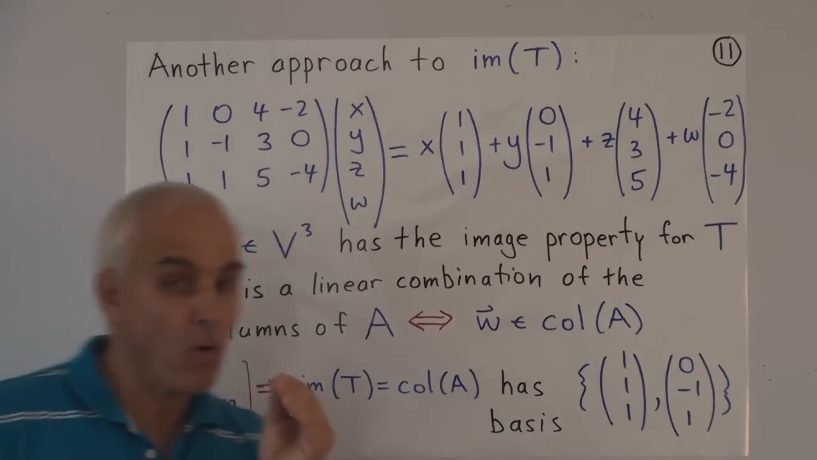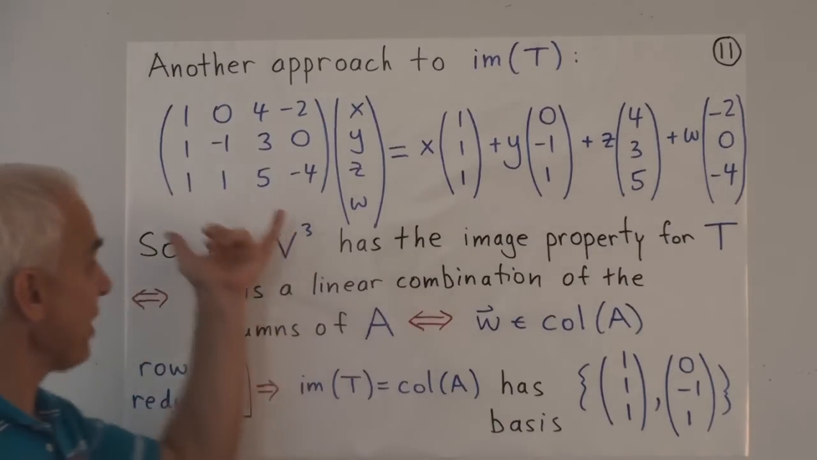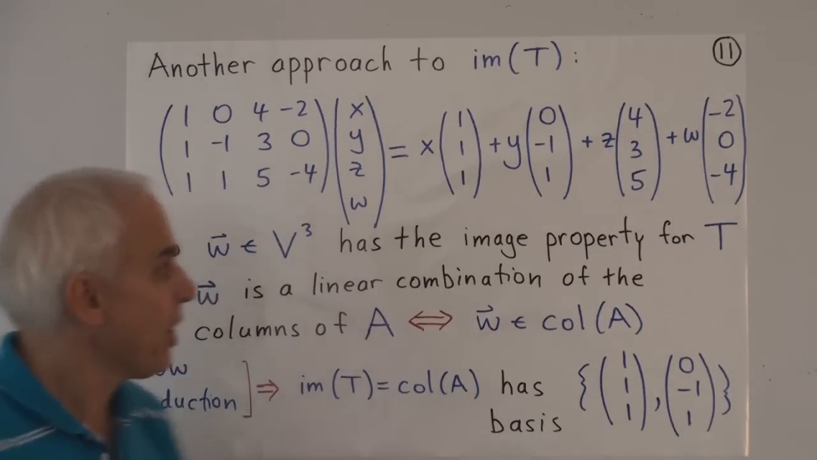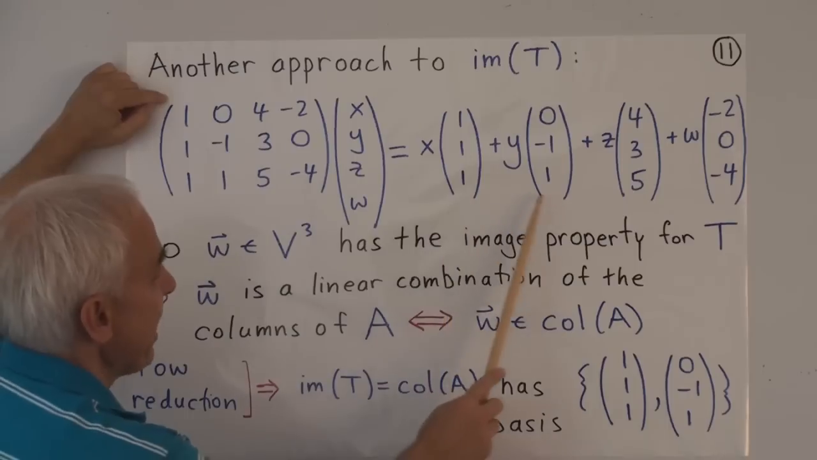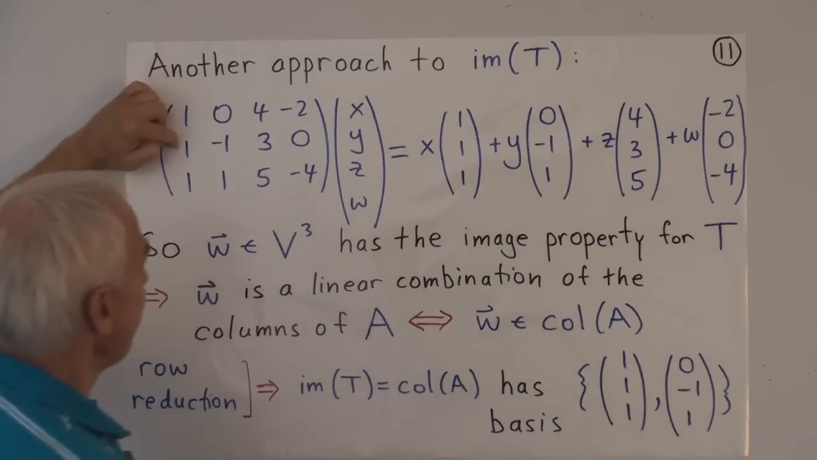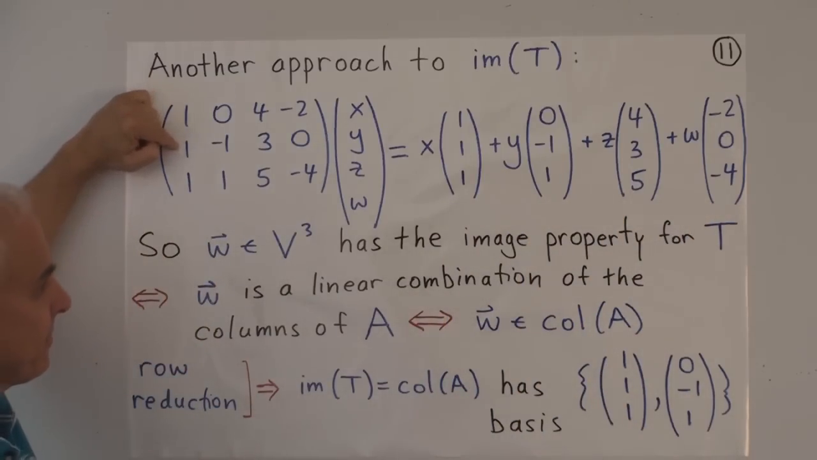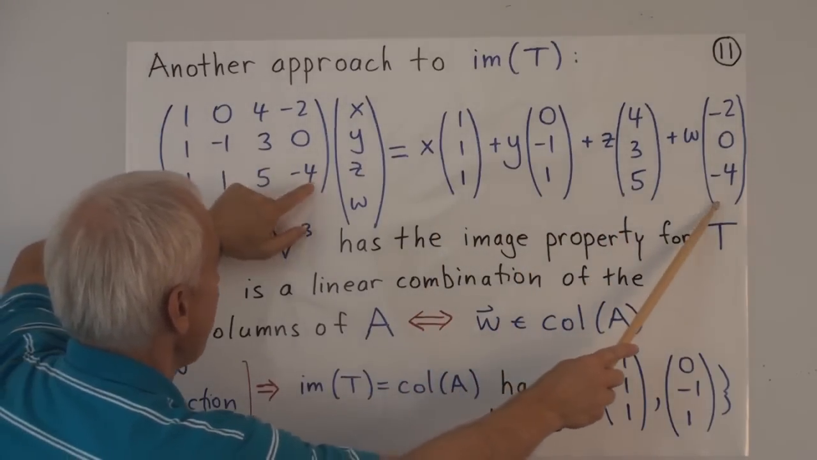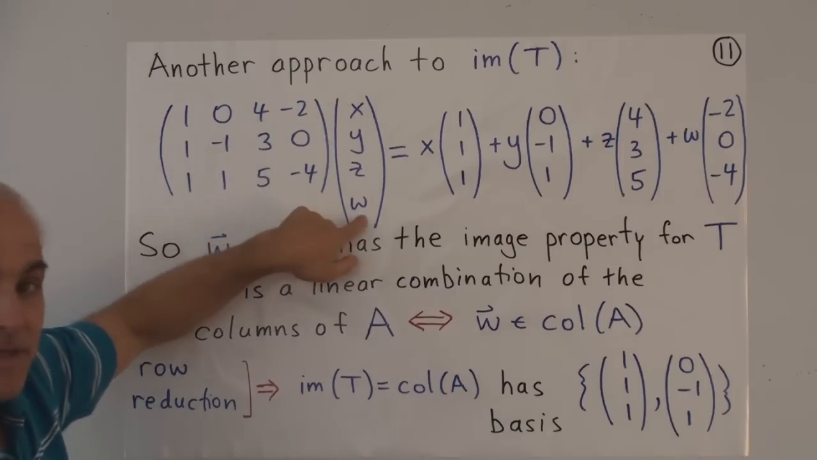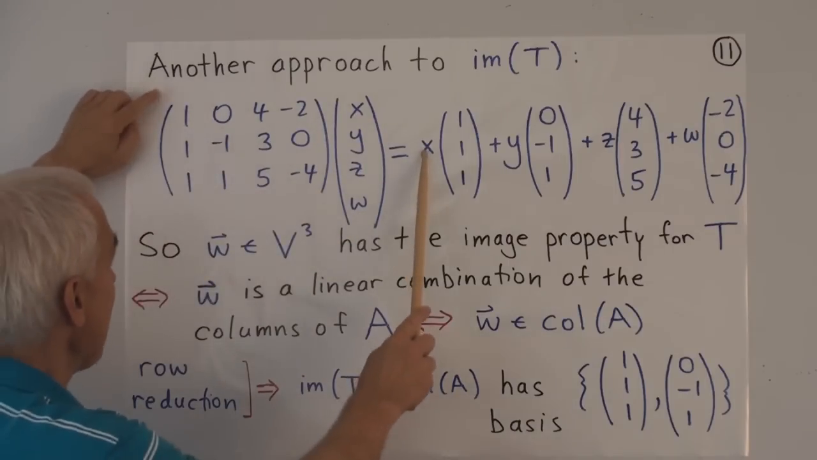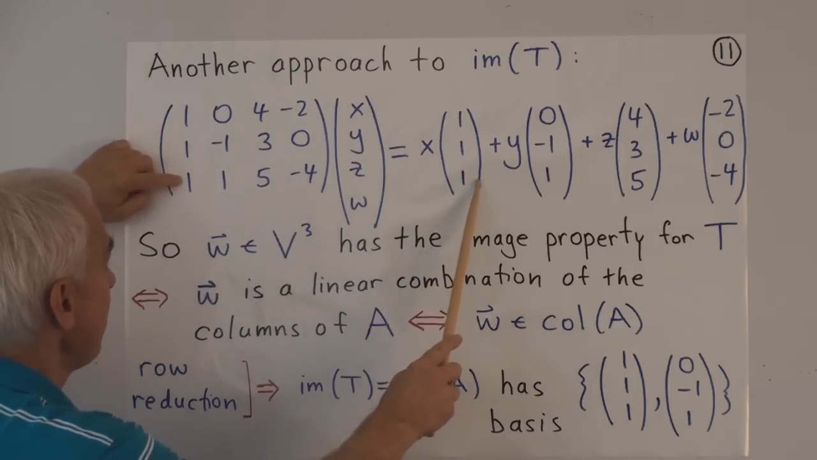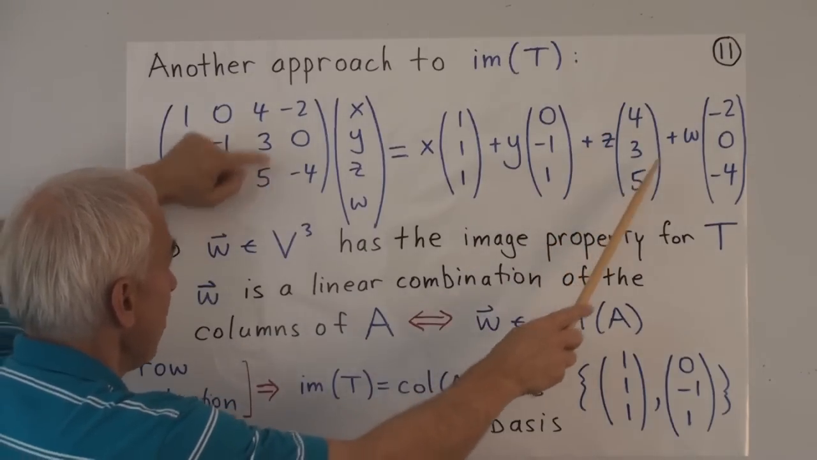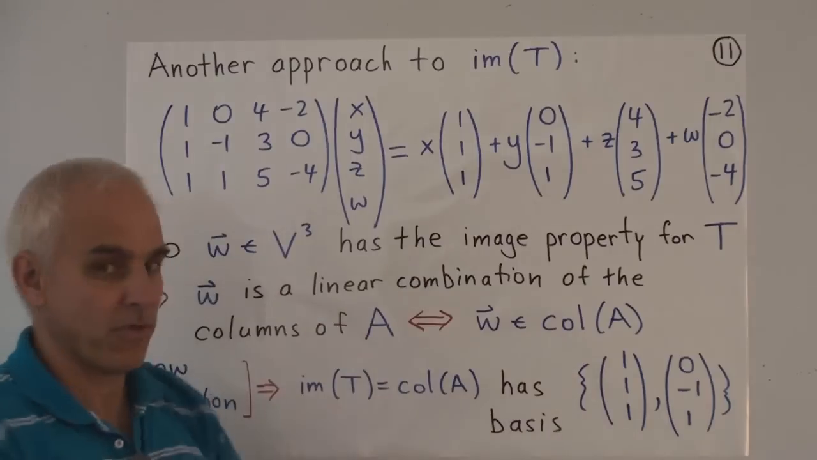Well, I hope you all know that when you multiply a matrix on the right by a column vector, what you're getting is a linear combination of the columns of the matrix. Here's the first column, the second column, the third column, the fourth column. When you multiply by this vector, you're getting x times the first column, plus y times the second column, plus z times the third column, plus w times the fourth column.